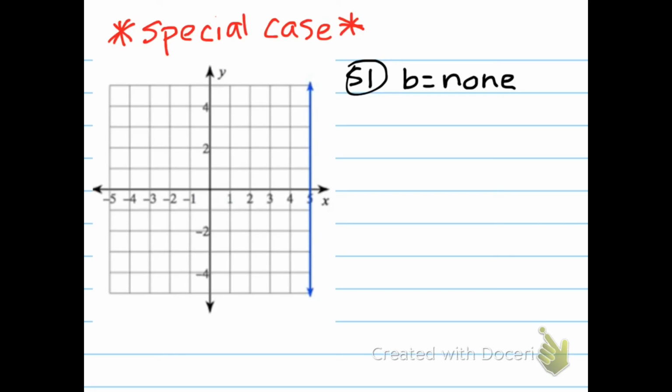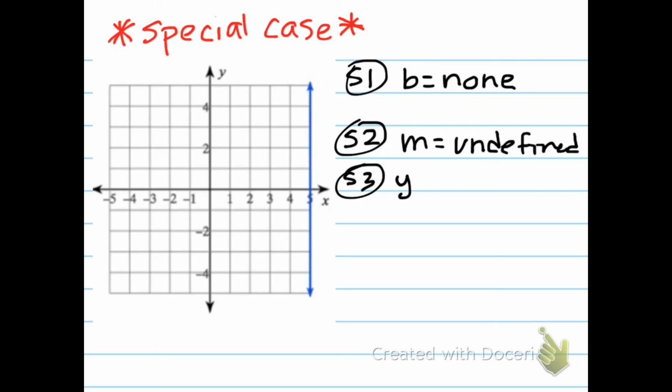Okay. Step number 2 will be finding our slope, and we already know a slope is undefined. So if I have nothing for my y-intercept and undefined for my slope, I can't use my slope-intercept form. I can't use y equals mx plus b.